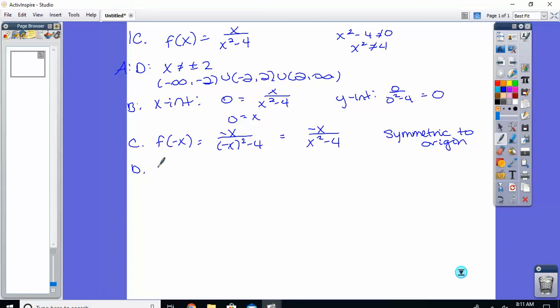D, asymptotes. The vertical asymptotes are really closely related to your domain. Your domain, you're telling me what x cannot equal, so for the vertical asymptotes, you'll write this as x equals. So x equals 2, x equals negative 2. For the horizontal asymptotes, what do we have to do? The limit. I told you if you wanted to do it together, you could, as long as it's just a polynomial over a polynomial. So we're doing the limit as we approach positive and negative infinity of our original.